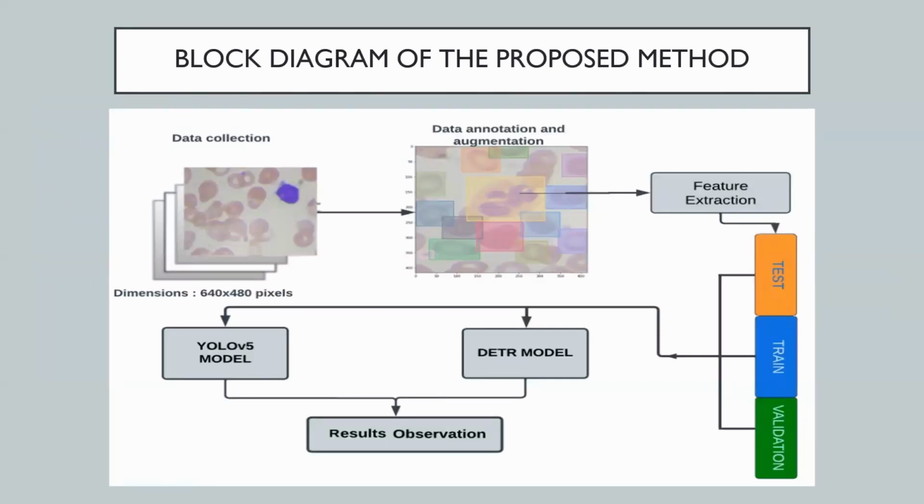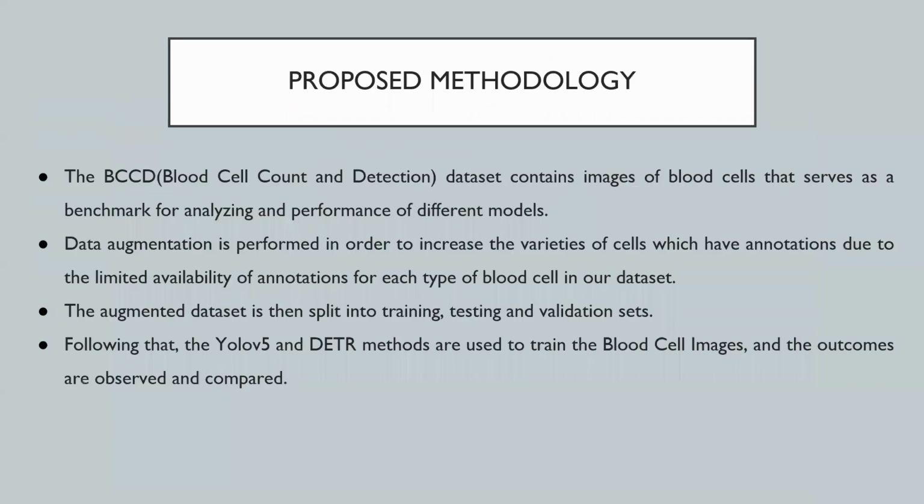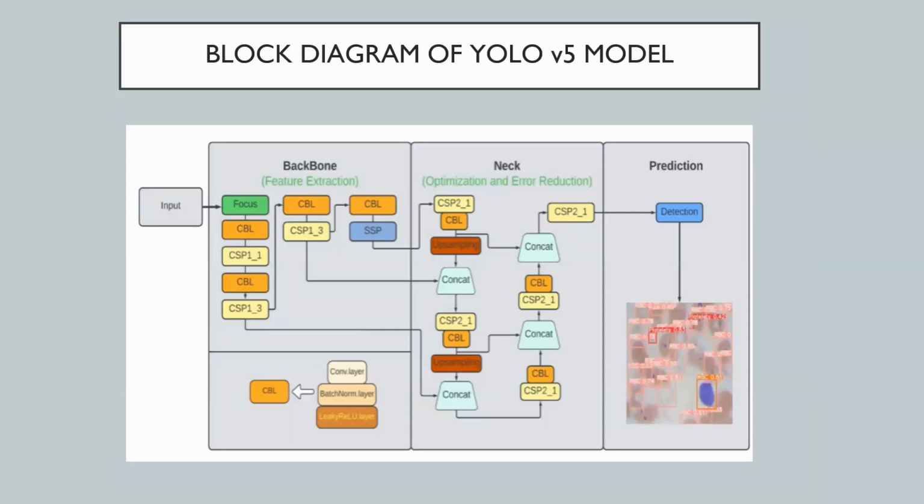This is the block diagram of our proposed method. First, we have collected the data from the dataset known as the BCCD, and we have augmented the dataset to increase the number of images in the dataset. Later, the dataset is split into train, testing, and validation, which is further processed into training the YOLO V5 and the DETR models, and the outcomes are observed and compared. Now, let us talk in detail about YOLO V5 and the DETR implementation.